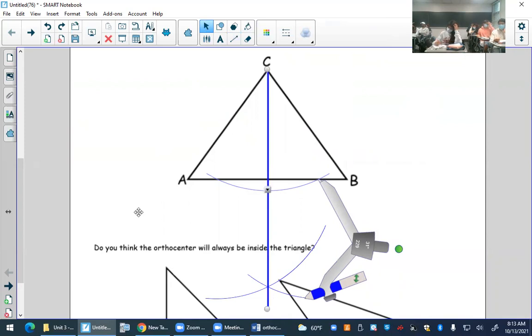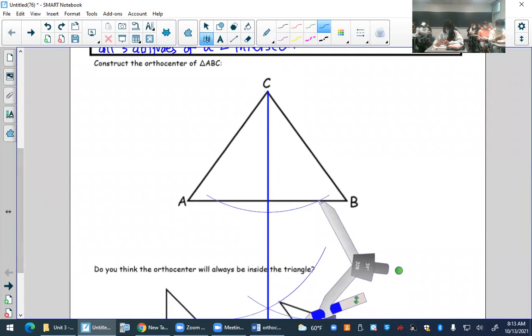Okay, so that's the one altitude, right? The altitude is actually from C to where it hits AB. That's the actual altitude, but you extend the altitude. And sometimes you may have to extend it in both directions, above or below, as we'll see. That was the first one. Now we're going to do the altitude to side AC.